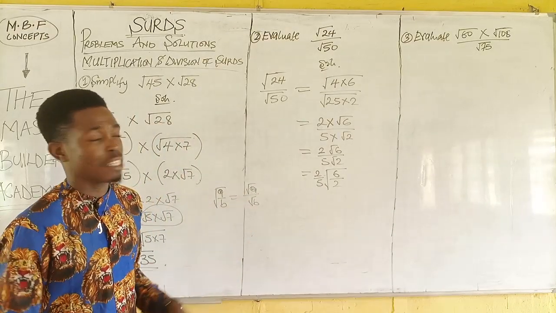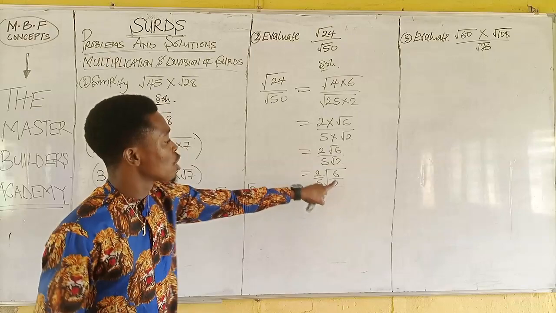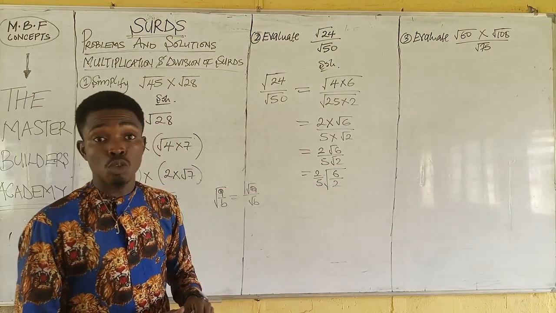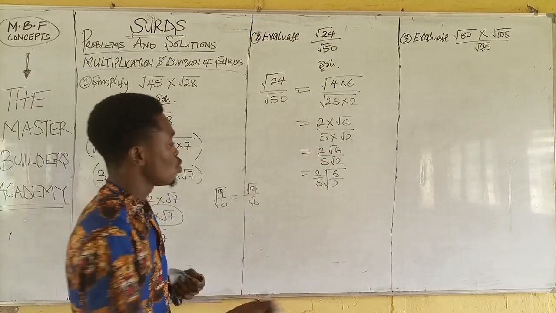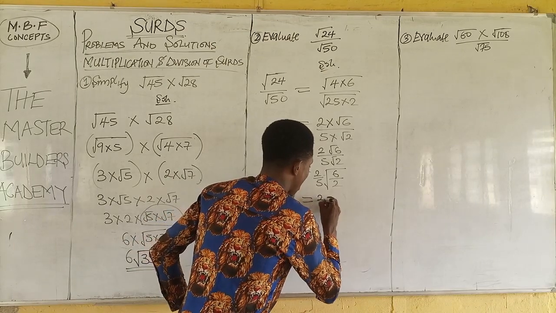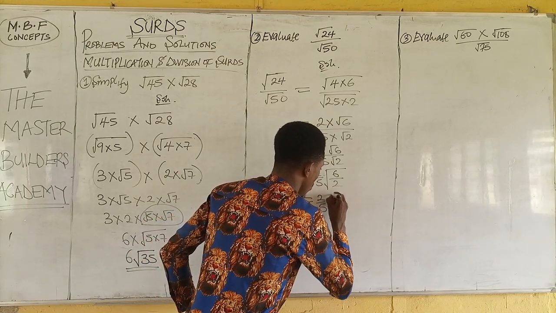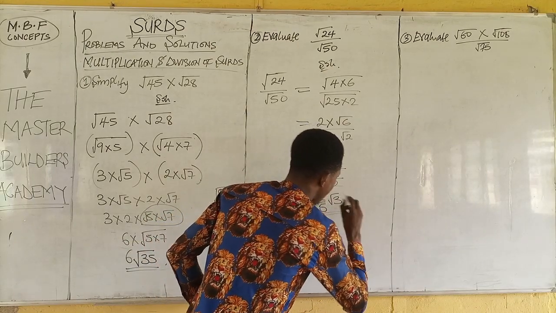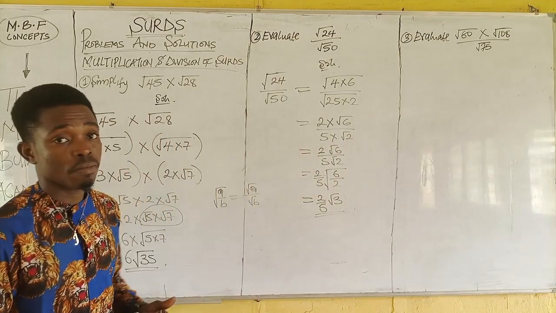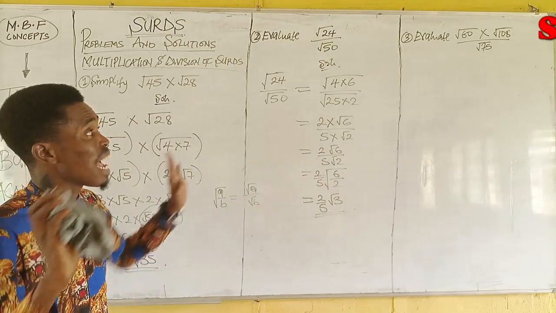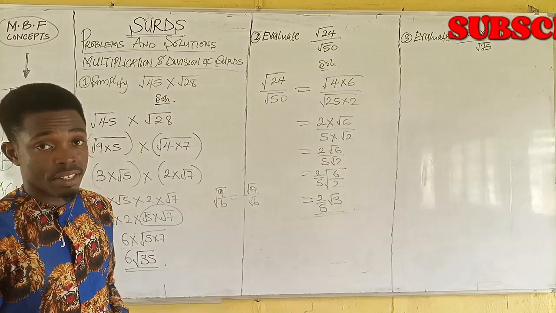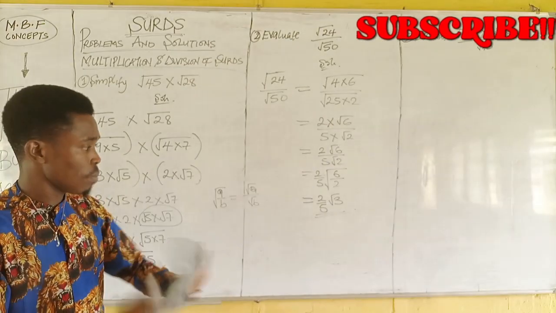It's as simple as this, guys. Now we know, of course, that 6 is divisible by 2. So when we divide 6 by 2, guys, we are going to have this as 2 over 5 root 3. This is the answer to this question. As simple as this.